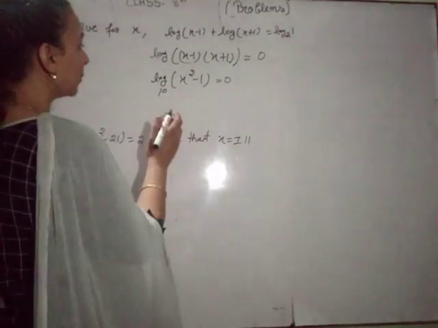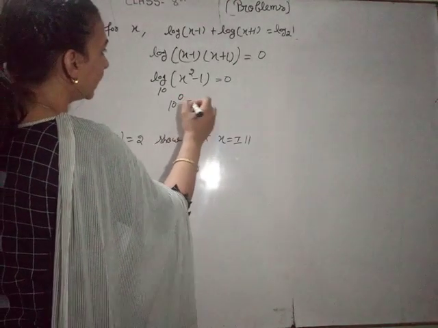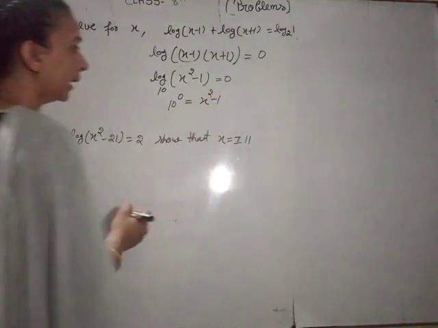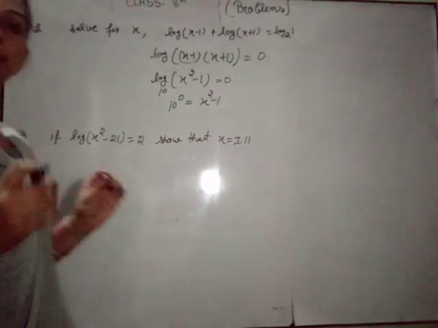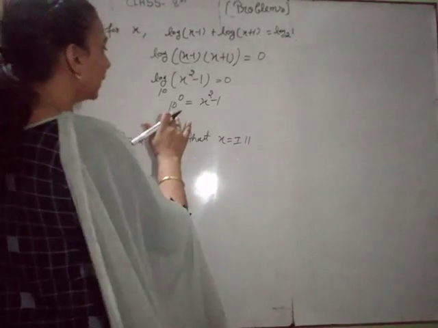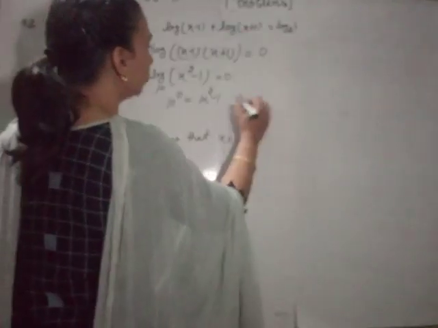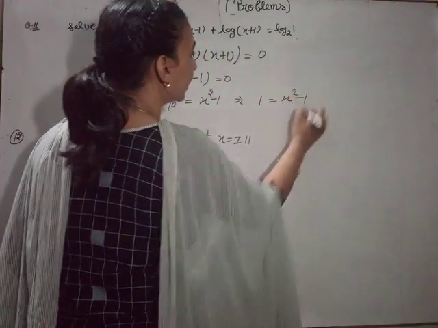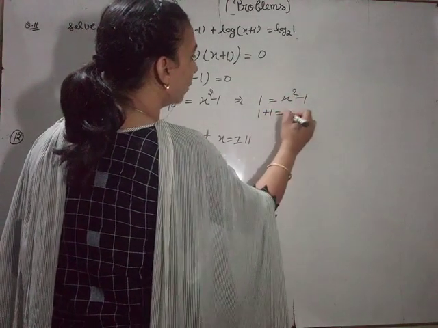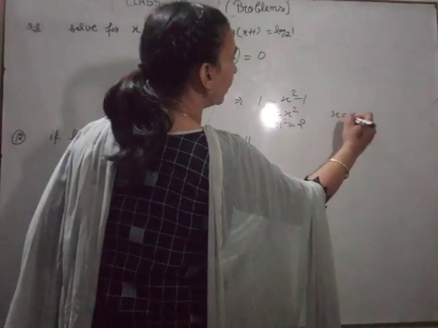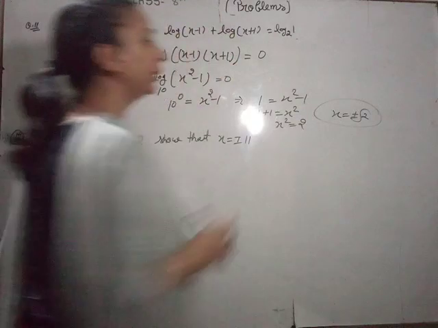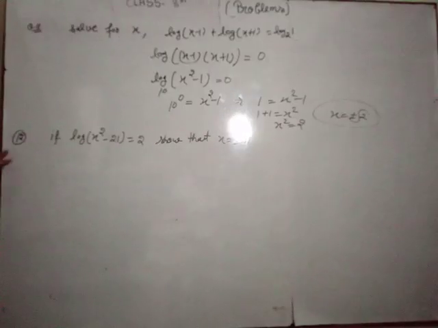Then according to exponential form, 10 raised to the power 0 equals x squared minus 1. Student, any number raised to the power 0 equals 1. Then in place of 10 raised to the power 0 we put 1, so x squared minus 1 equals 1. 1 plus 1 equals x squared, and x squared equals 2, then x equals plus or minus root 2. This is the value of x. Okay. Then question number 12.